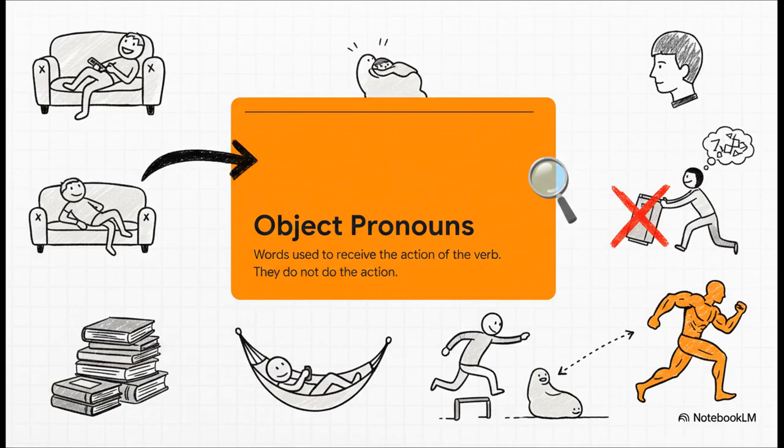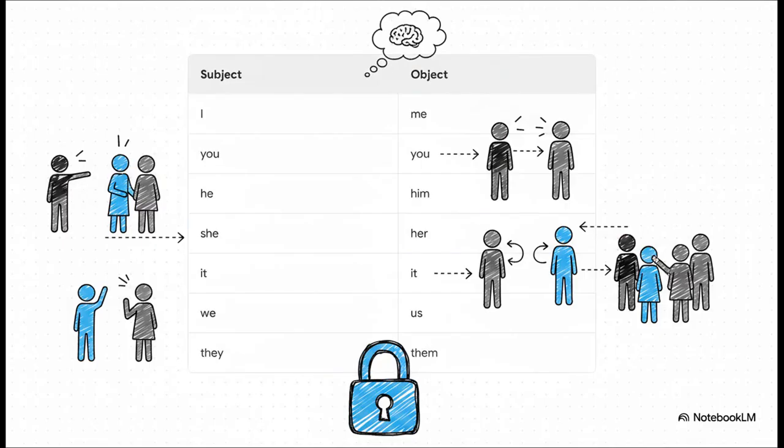They receive the action of the verb. They don't actually do any of the heavy lifting. They never run, they don't jump, they don't think. They just sit right there at the end of the action and take it. Let's map this out real quick. We have our normal subjects, the actors, like I, you, he, she, we, they. But when these guys move to the receiving end of an action, they transform into object pronouns. So I becomes me, he becomes him, she transforms into her, we becomes us, and they becomes them. Oh, and notice how you and it just stay exactly the same? Yeah, English is actually giving us a rare break here, so lock that in.